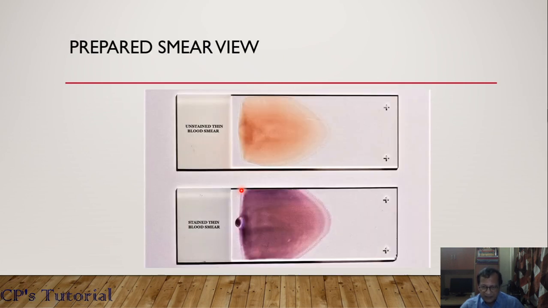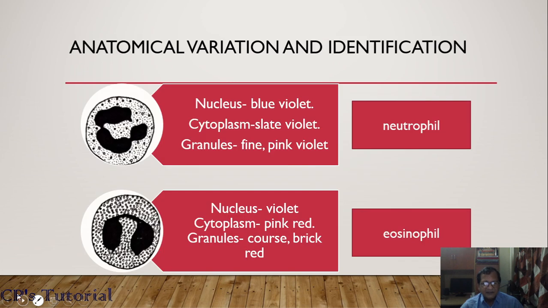Look, this is the blood, which has been drawn in a conical fashion, that is, tongue fashion. It is unstained. After staining, this color has been created. So it is the stained smear that we are going to visit for observation. Okay, let us see the observation.